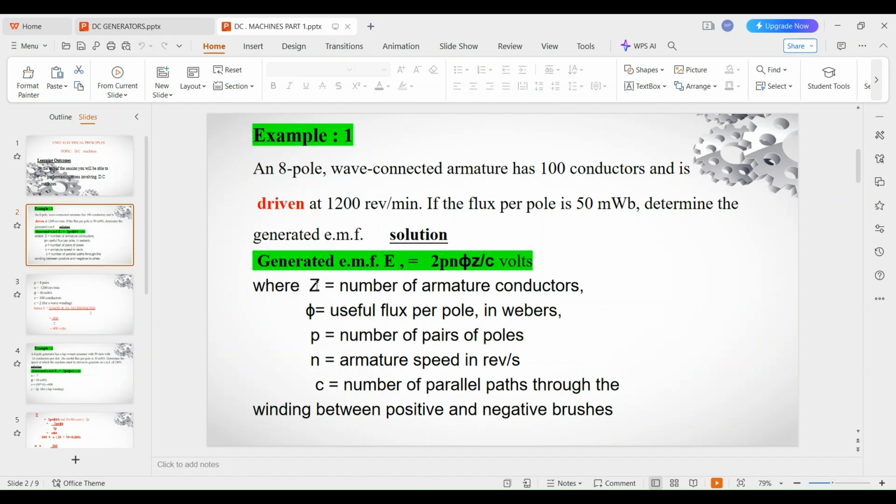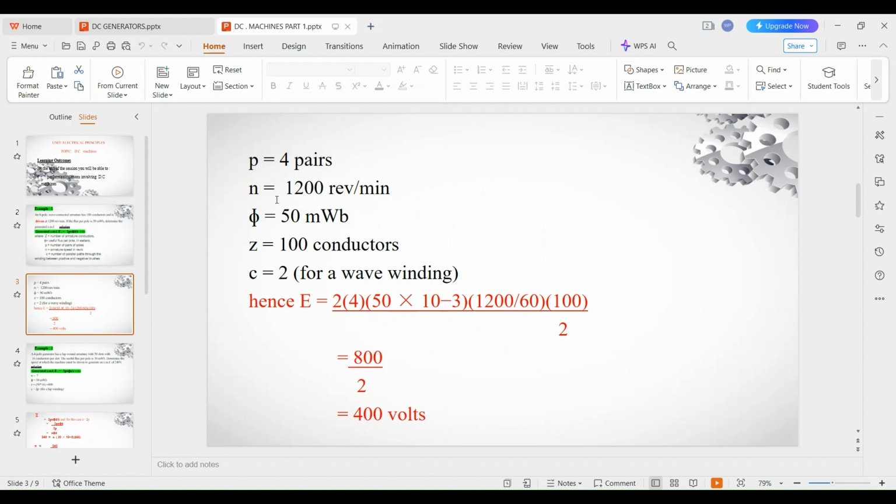We shall let Z be the number of conductors, flux be given by this symbol here, phi, the number of pairs of poles be P, and the speed of the armature be N. Then C will be the number of parallel paths through the winding of the conductor. In that case, it is 8 poles, so it means it has 4 pairs.